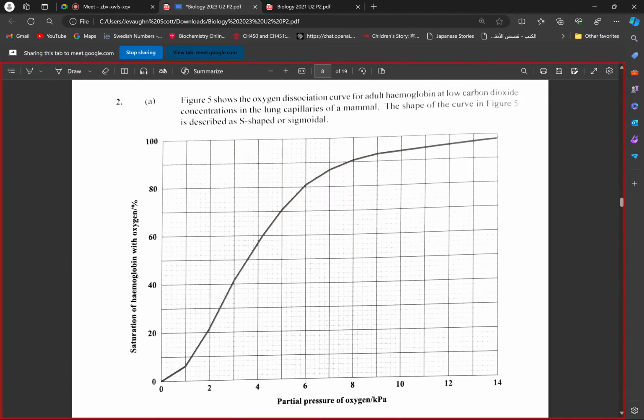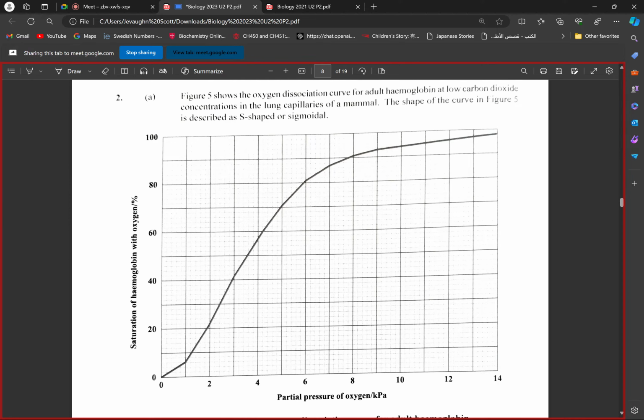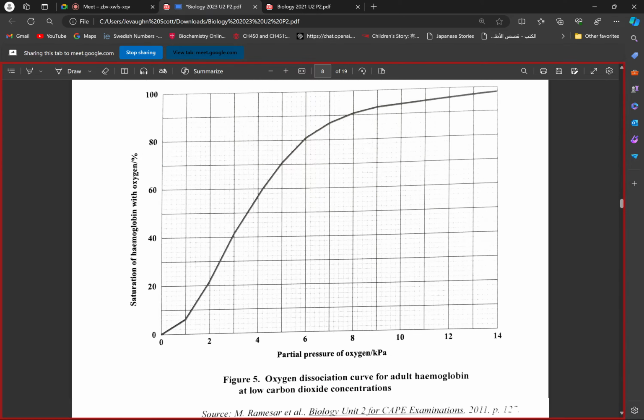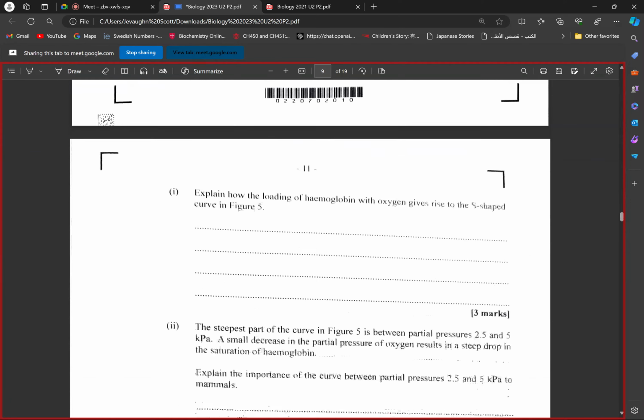So the shape of the curve in figure 5 is described as a sigmoidal curve. I'm not sure why they provided that information. It's something that we should have known from the syllabus, but okay, giving us that information. All right. So we know on the y-axis we're gonna have the oxygen saturation of hemoglobin, SaO2, and we're gonna have the partial pressure of oxygen on the x-axis. This time, it's in kilopascals.